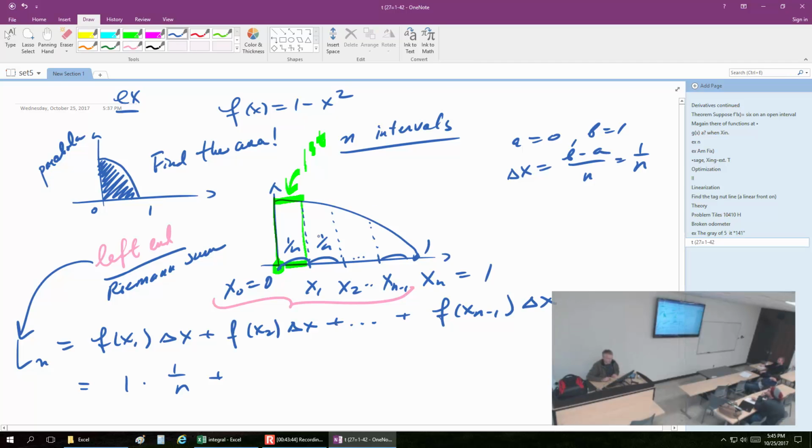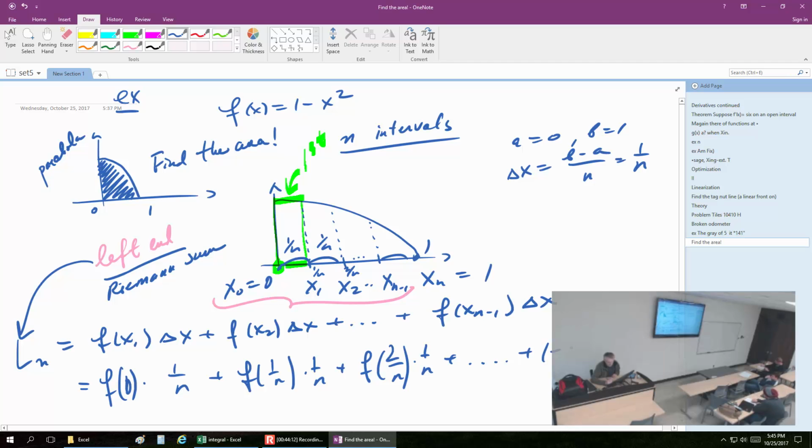So this is 1 over n, 2 over n, 3 over n. Let me write it out. f of 0 times 1 over n plus f of 1 over n times 1 over n plus f of 2 over n times 1 over n. And the last one is f of 1 minus 1 over n times 1 over n. So 1 over n is repeated because that's the width. The width is the same for all of them, and the heights are still to be computed.